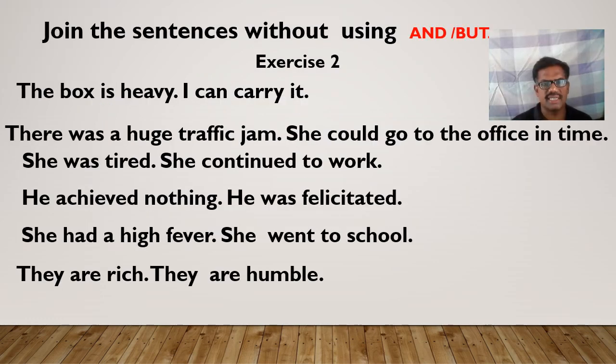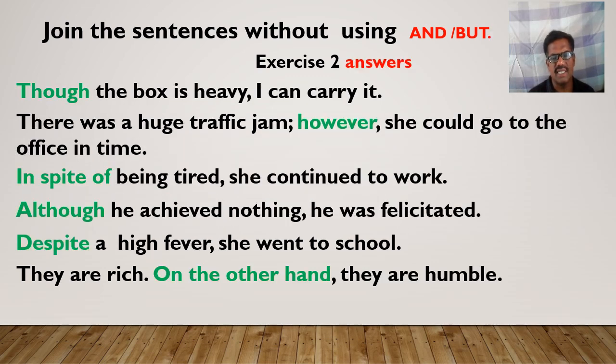Right, here is exercise number 2. Join the sentences without using and but. Here are some of the sentences where you can find a relationship of contrast between two ideas. So these ideas can be joined together with the linkers meant for joining the ideas of contrast. Let us have answers on the next slide. Here are the example answers. You can rewrite the answers with other linkers of contrast.